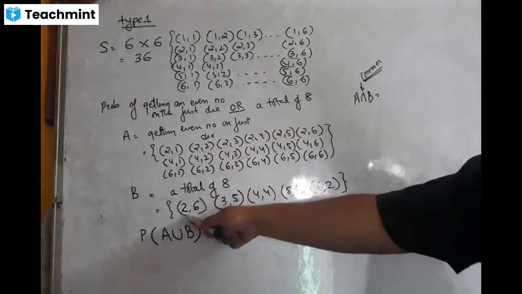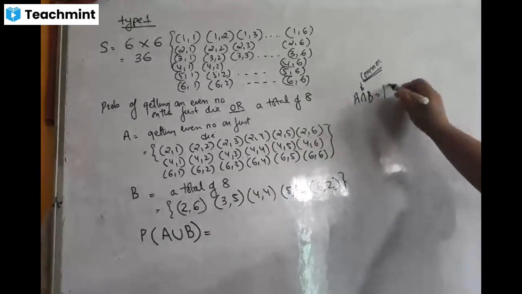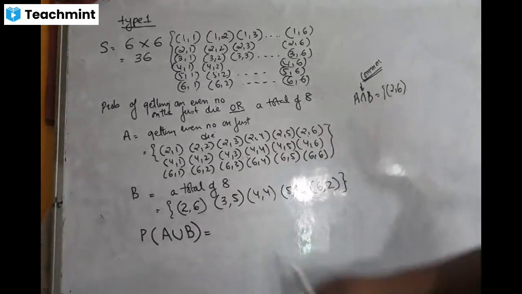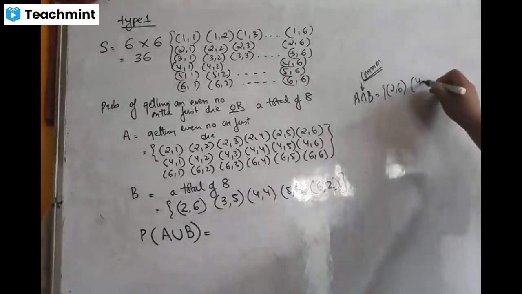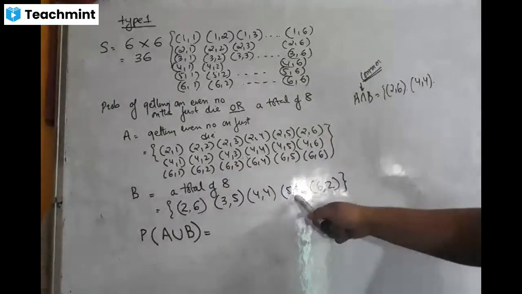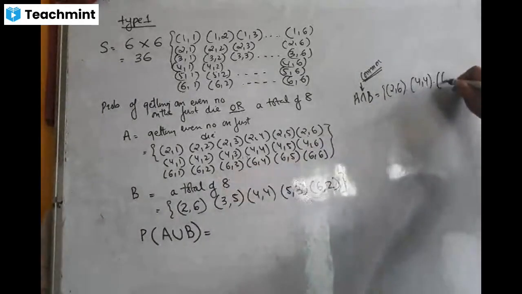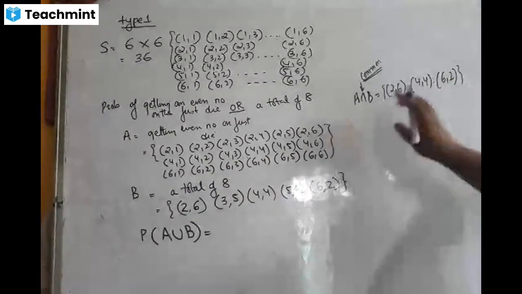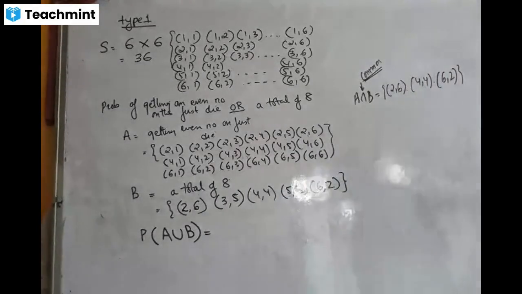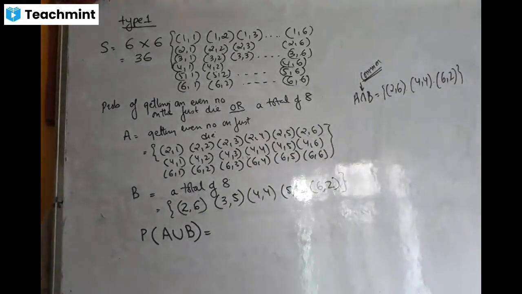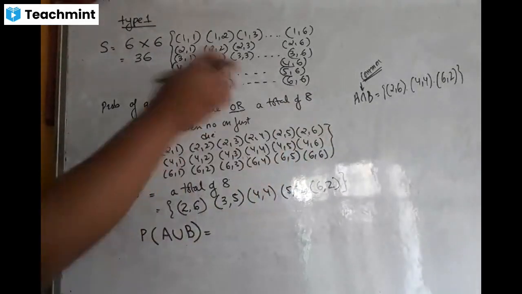Look at this. Do you see 2 comma 6? Yes, it's there. Next, 3 comma 5, it's not there. 4 comma 4, it is there. 5 comma 3 is not there, but 6 comma 2 is there. That means there is A intersection B. That means there is something common between A and B. Is that clear? So we say that A and B are not mutually exclusive. But if there is nothing common, then we say it is mutually exclusive. Got it?